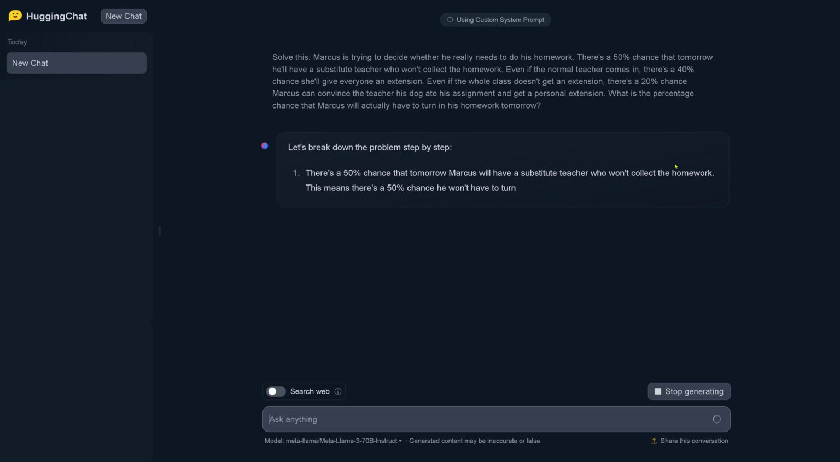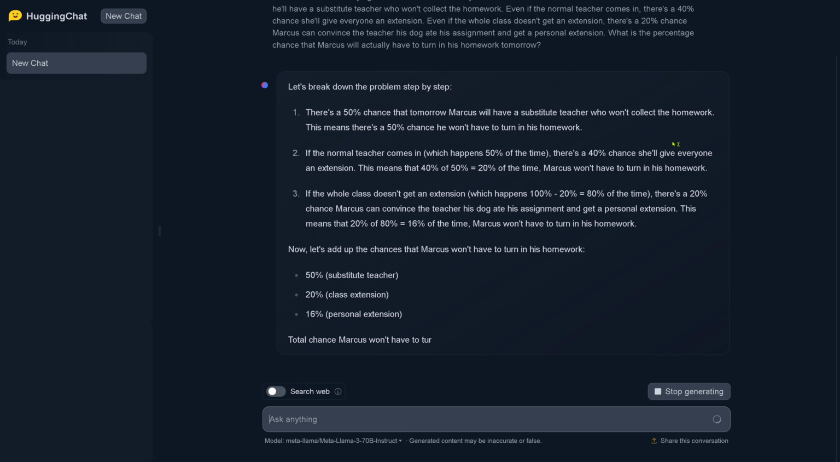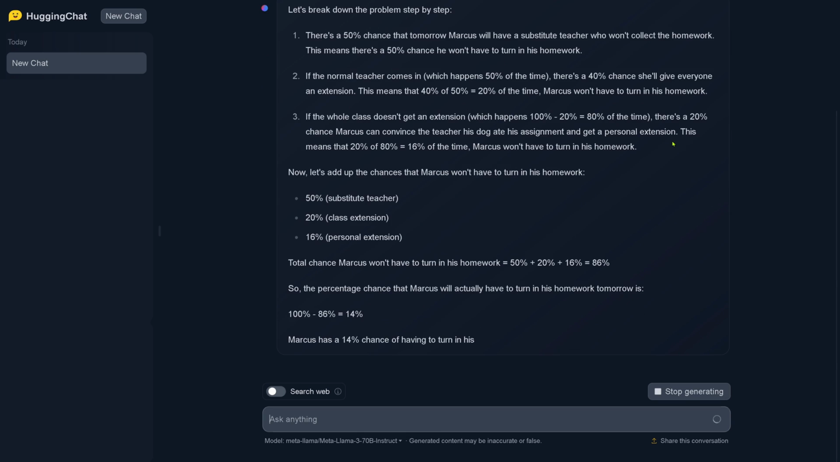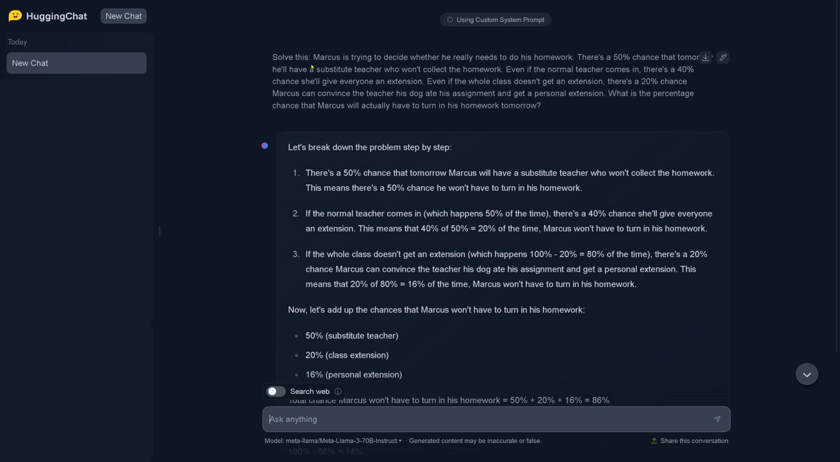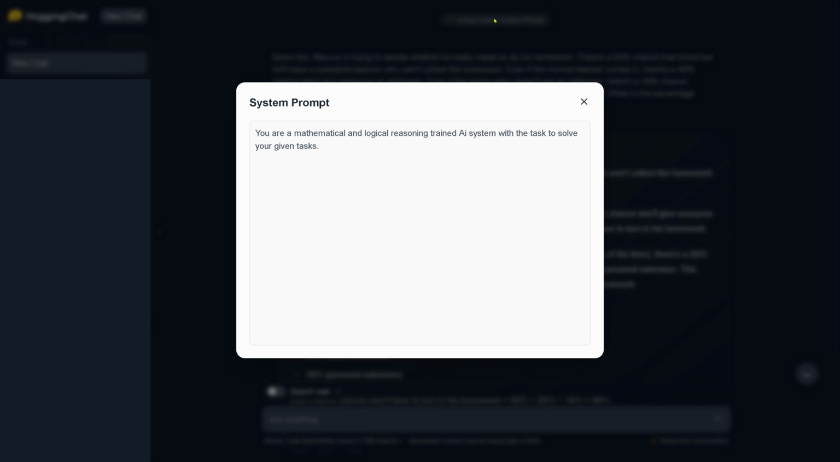Let's test the new Llama 3 Instruct. Causal reasoning. We have a simple task. As you see, we are running here just 5 lines of a logical deduction, and the answer by the system is 14% chance. This is the task here. You decide if this is the correct answer.